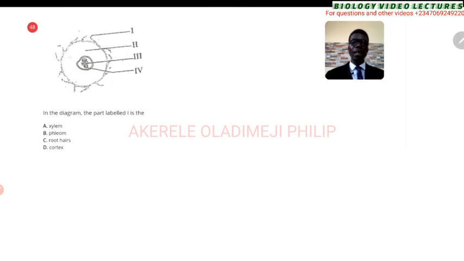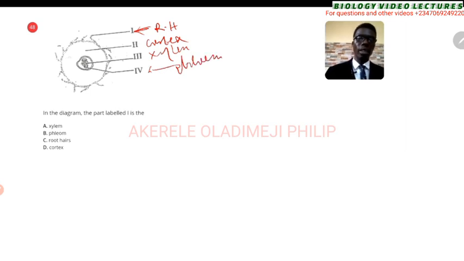In the diagram, the part labeled one. Okay, let's do this together. You can try to attempt this first. One is root hair. Two is cortex. Three should be the xylem. Four should be the phloem.